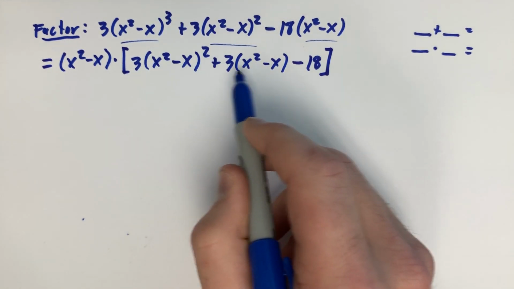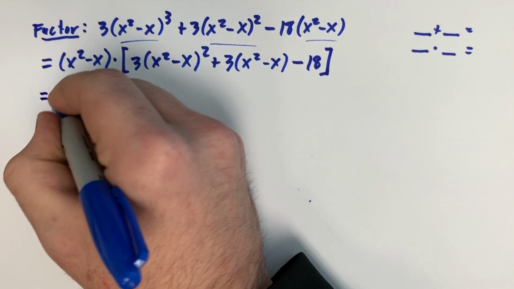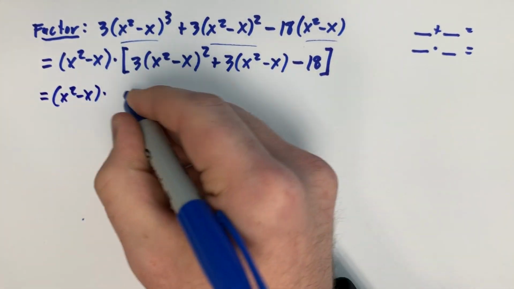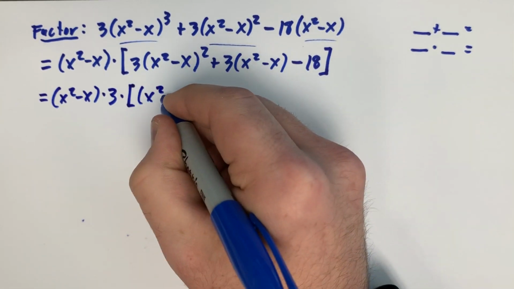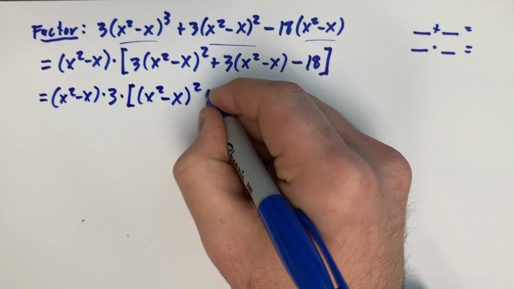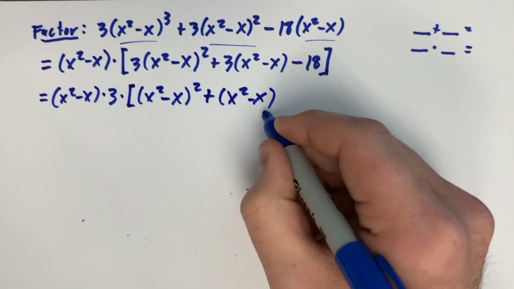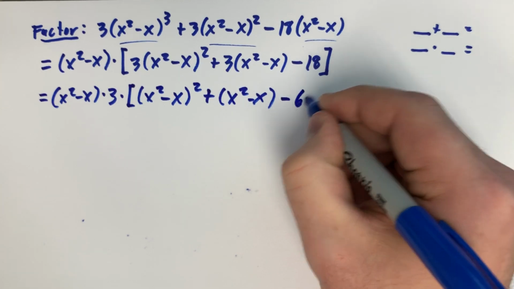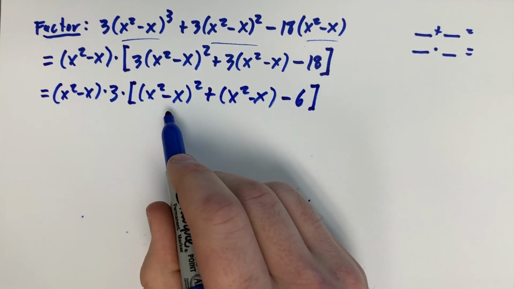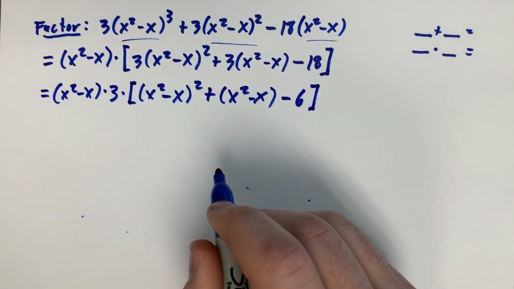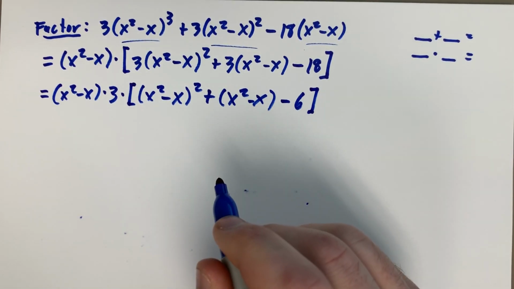Okay, but I notice since I have a common factor of 3 in all three terms, I'm going to factor that out. So what does this give me? x squared minus x times 3 times (x squared minus x) squared, plus I pulled a 3 out of here, so I don't have any left, then x squared minus x minus 6. Okay, so now this is definitely in a form that I could probably factor directly, especially if you can do the substitution in your head, or you don't need to use a substitution at this point.